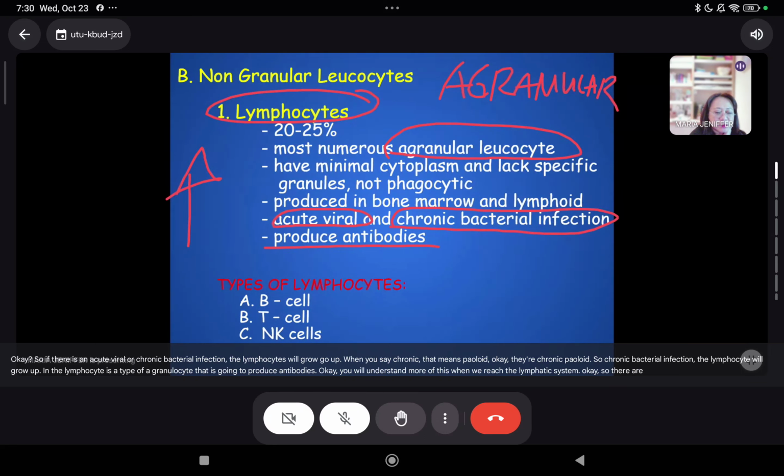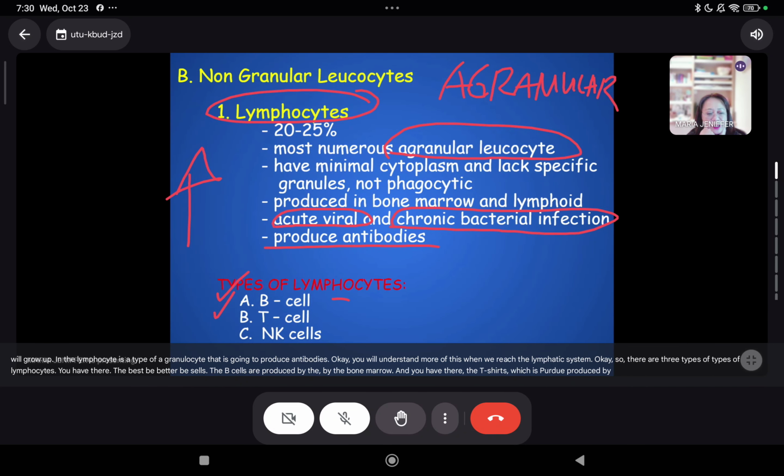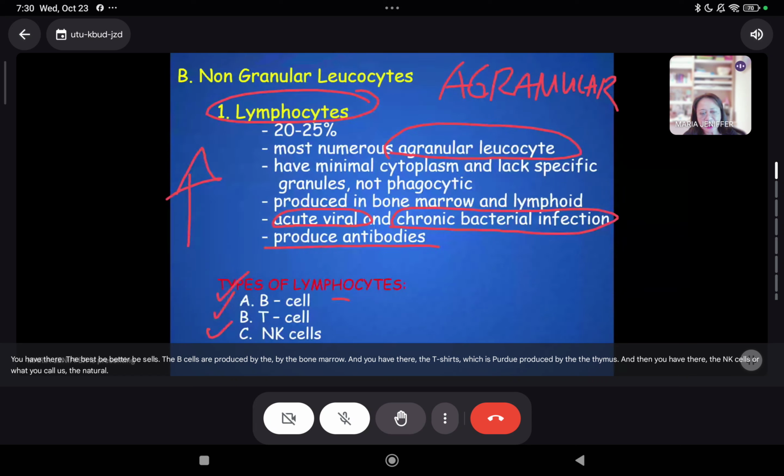Okay, so there are three types of lymphocytes. You have there the B cells. The B cells are produced by the bone marrow, and you have there the T cells, which are produced by the thymus, and then you have there the NK cells, or what you call the natural killer cells. So those are the three types of lymphocytes.